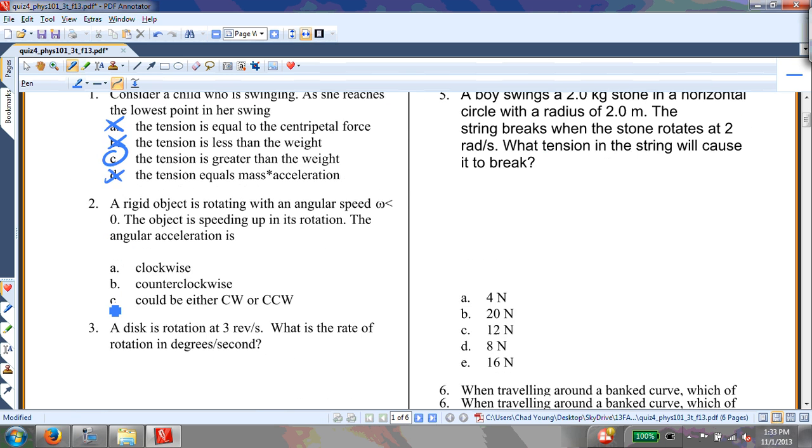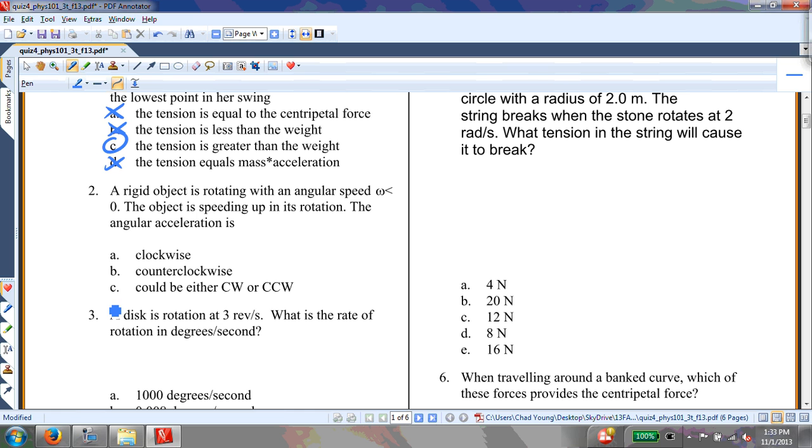All right, rigid object rotating with angular speed omega less than 0. So say this is my rigid object. I have an omega in the negative direction. That's the clockwise direction. The object is speeding up. That means that alpha is in the same direction, which is clockwise. Negative alpha, which is clockwise. If it's speeding up, the velocity and acceleration are in the same direction.